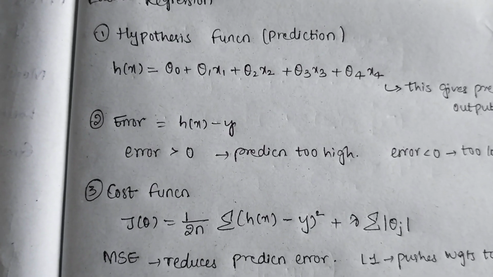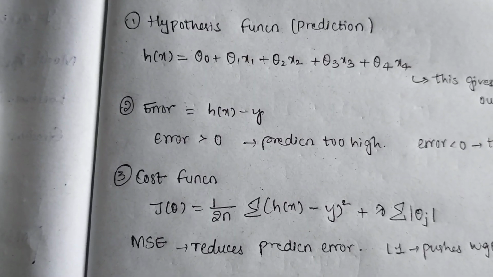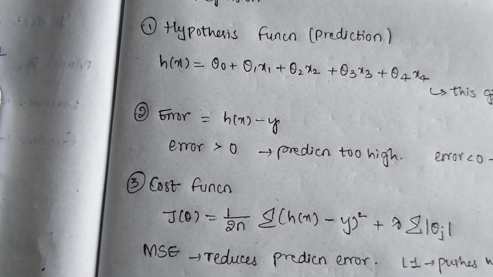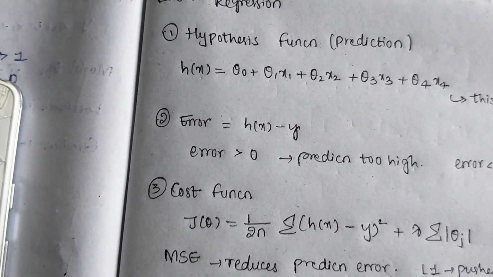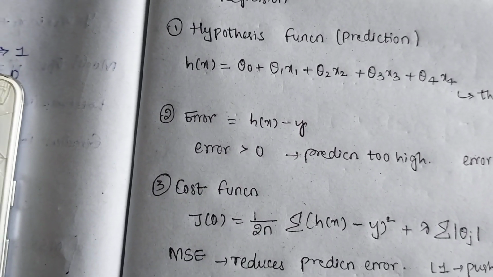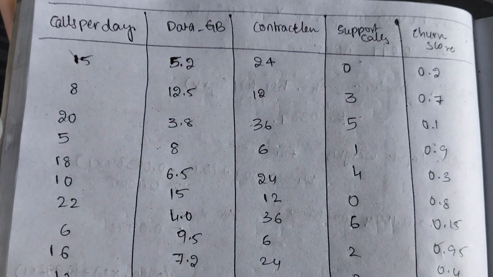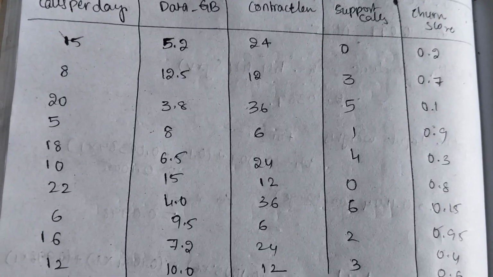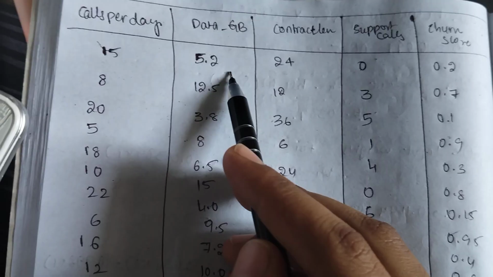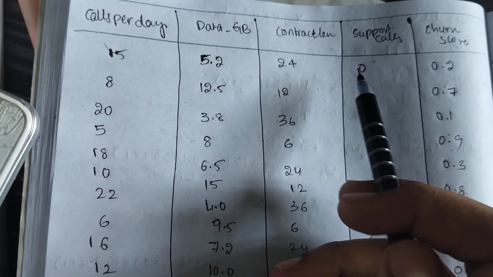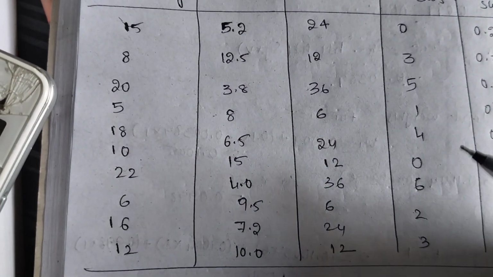People make mistakes while solving lasso regression numericals, especially with the sign function, and that completely changes the answer. In this video, I'll solve a full problem step by step and clear that confusion. Now let's first take a data set. We predict churn using calls per day, data usage, contract length and support calls, and we'll solve it using lasso regression with gradient descent.